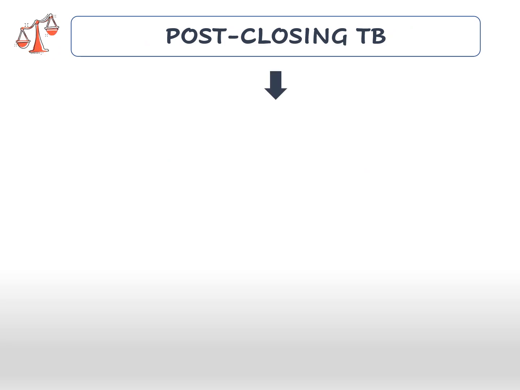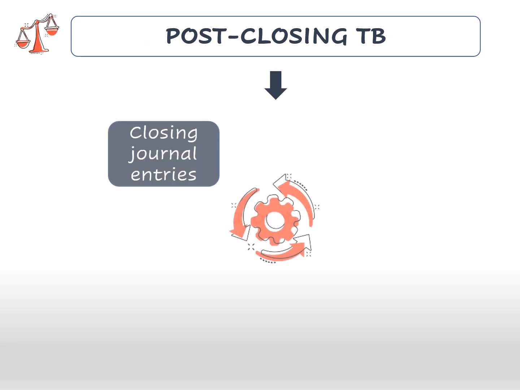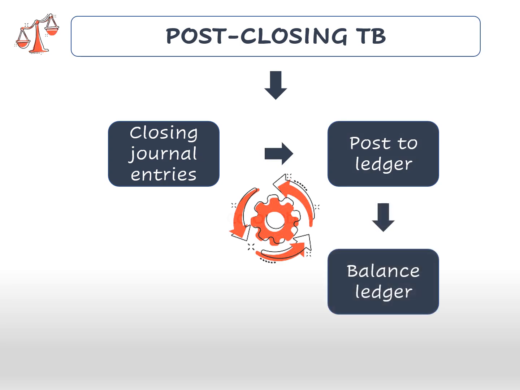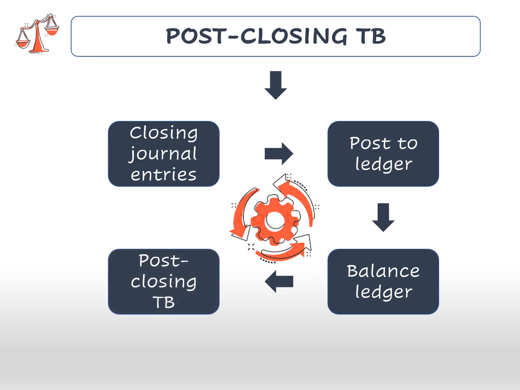Now we look at the post-closing trial balance. So remember, you have done your closing journal entries. You have closed off all the sales, sales return, cost of sales, income and expense accounts. You need to post those journal entries to the general ledger. You need to balance those accounts that have been affected by the closing journal entries. And then you need to prepare your post-closing trial balance. Remember, all income and all expense accounts have been closed off. In other words, they are 0. So they will not be included in the post-closing trial balance.